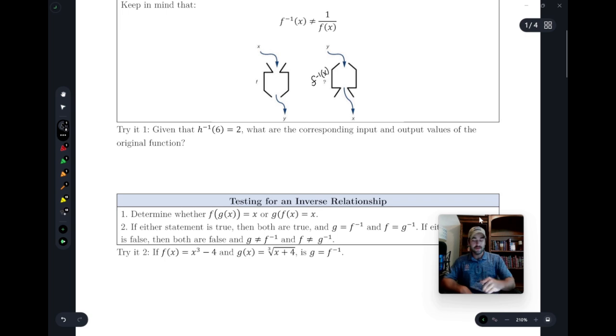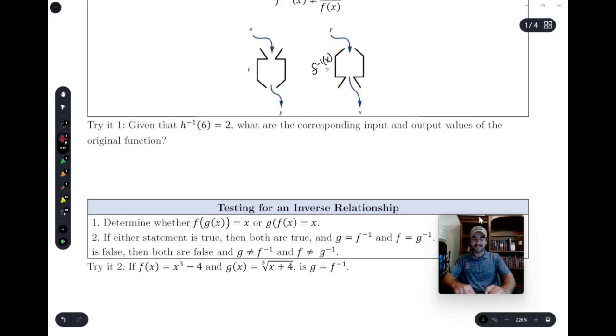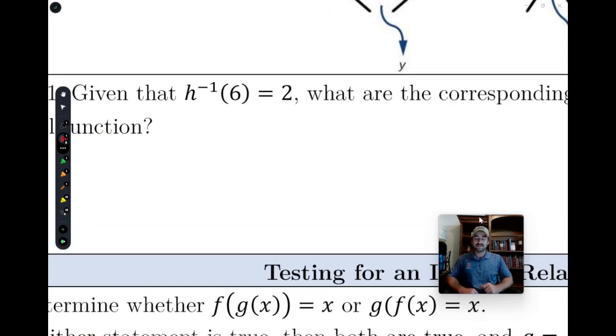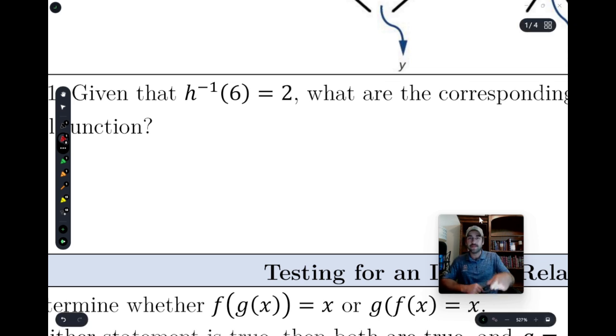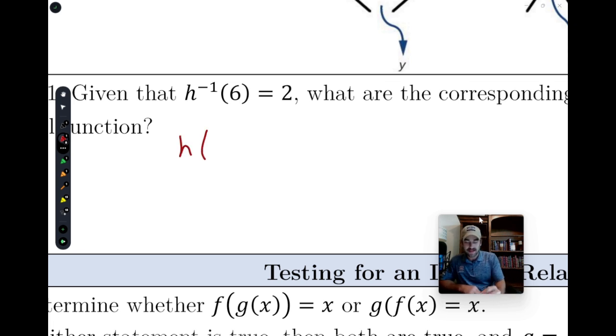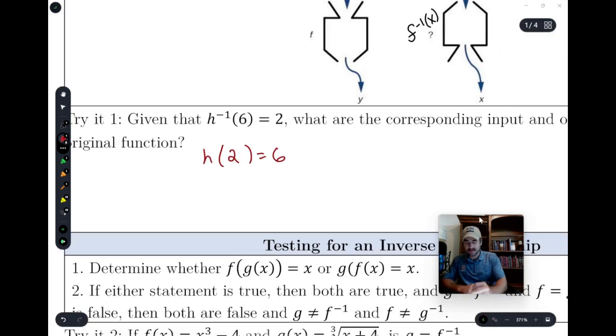All right, let's get started with the simplest form of this at all, which is they just give you an inverse function, and ask, what was the corresponding regular function? Well, even though this is an x being input to an inverse, this is an input, and 2 is an output. The original function was probably h, and since an inverse is just switching the inputs and the outputs, the original function was h of 2 equals 6, because we took the x and the y and we switched them.